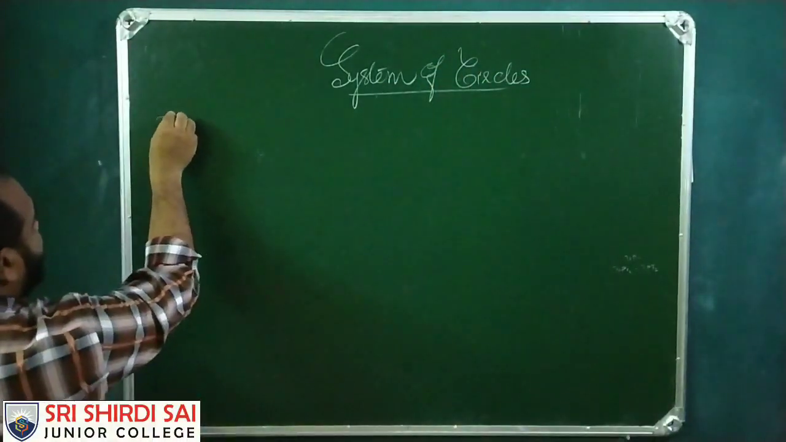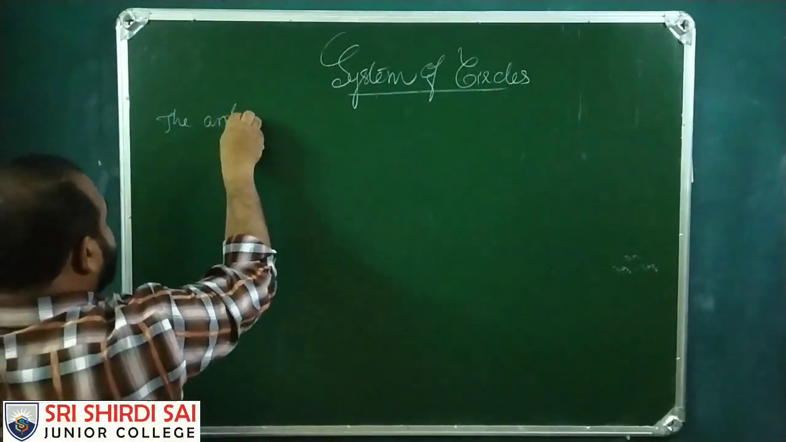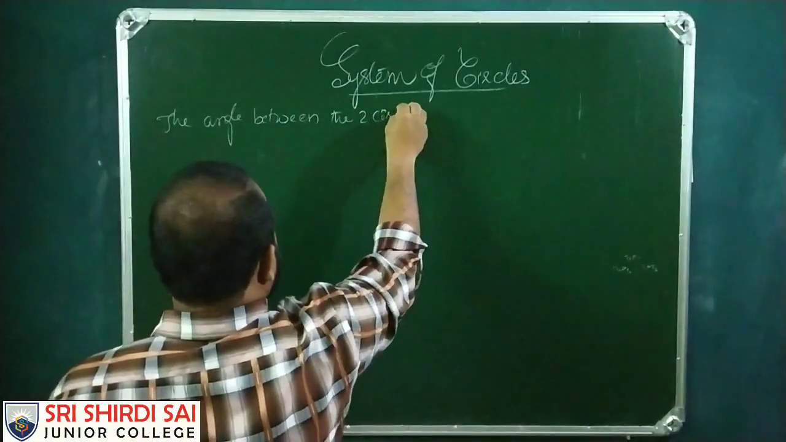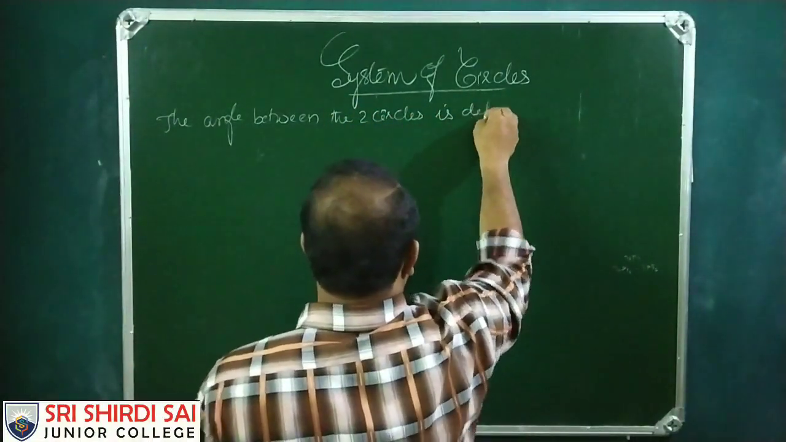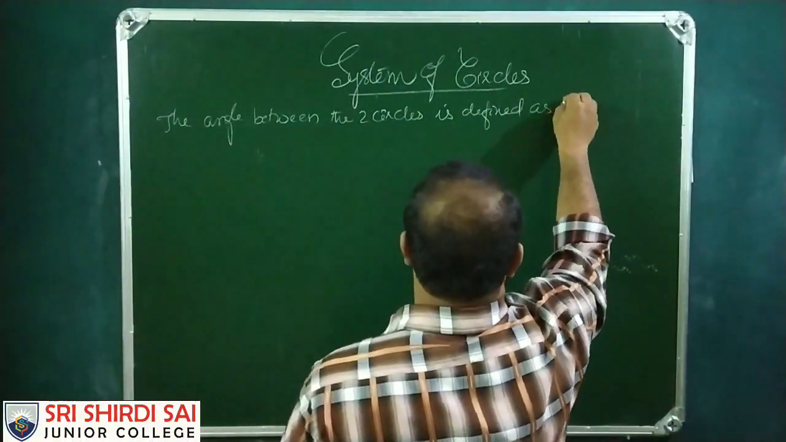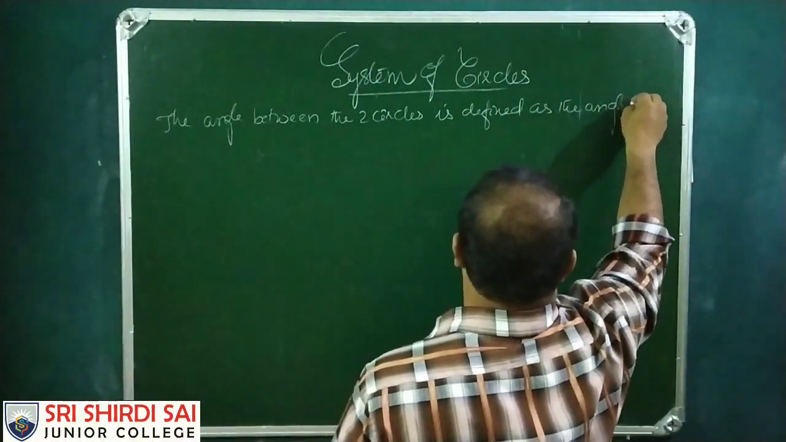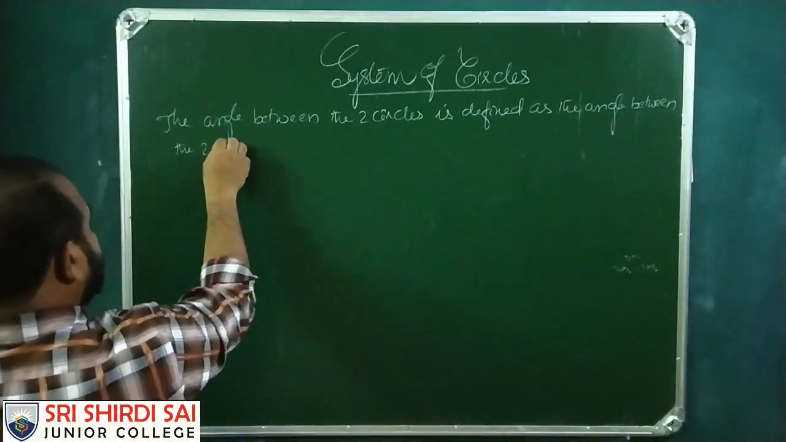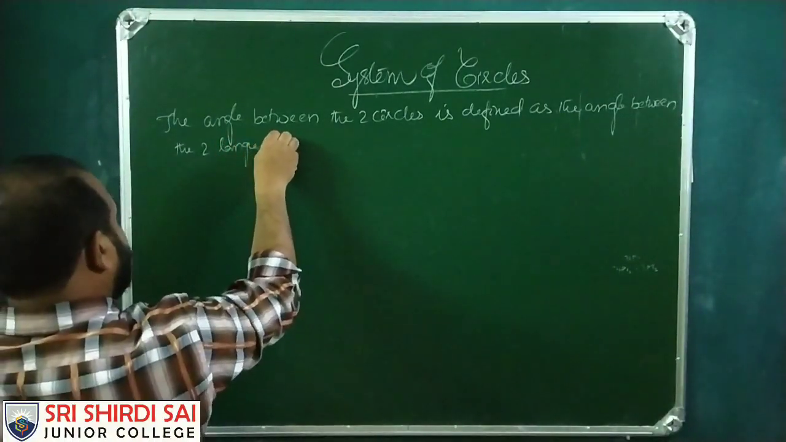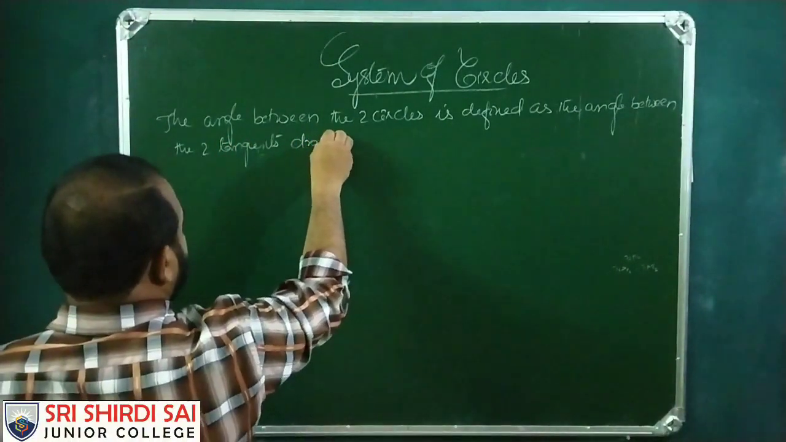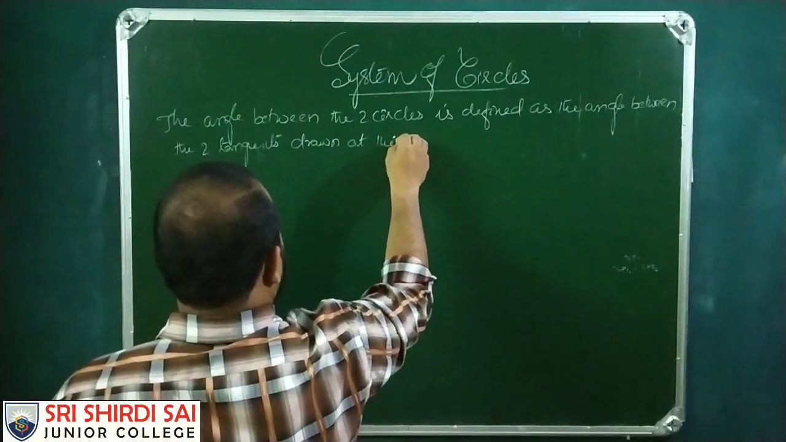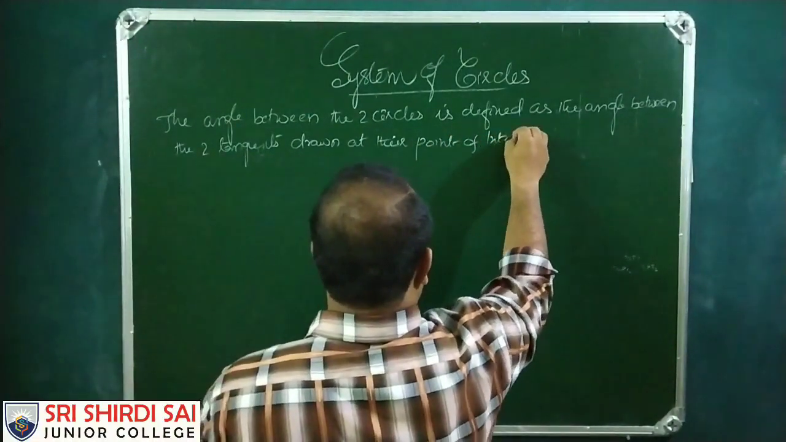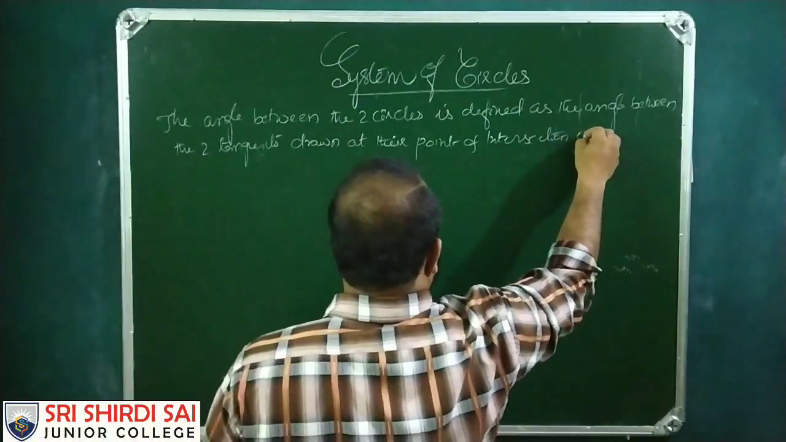So the angle between the two circles is defined as the angle between the two tangents drawn at their point of intersection of two circles.